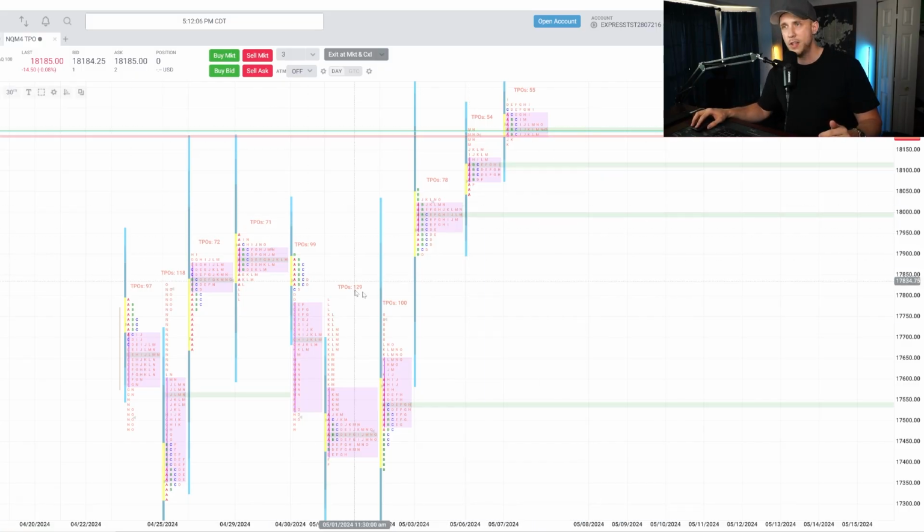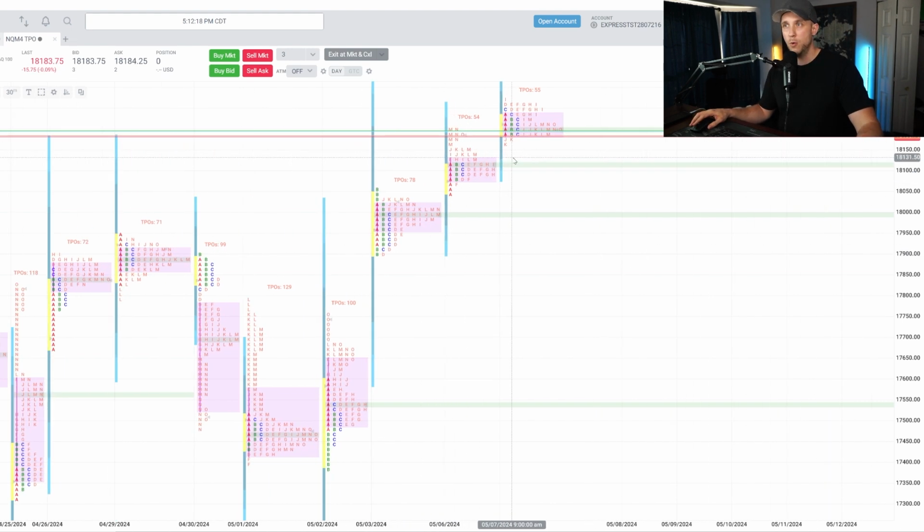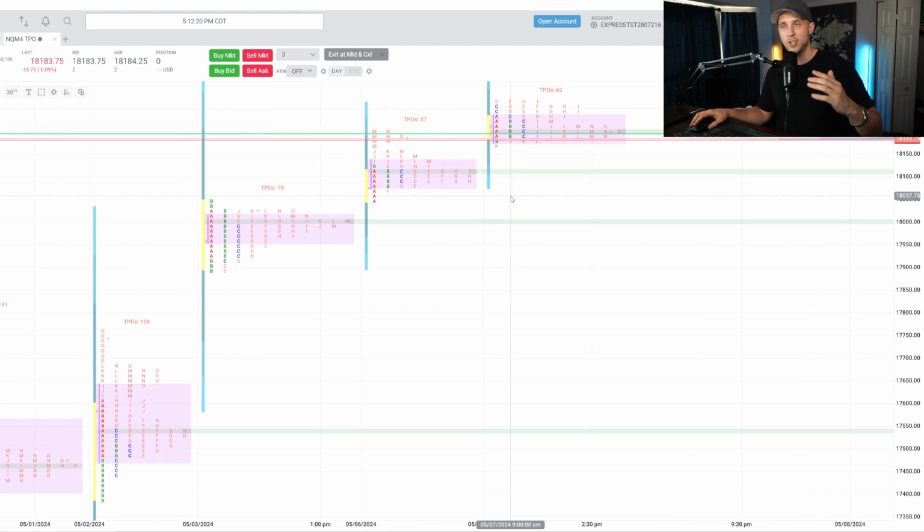These are TPO charts. If you don't know what TPO charts are, I'm not really going to go into a whole lot of that. Go watch my last video on what TPOs are. But essentially, this shows me where value area is, point of control, and initial balance. Like I said, the strategy that I'm using pays attention to the initial balance, and that's what this yellow line is.